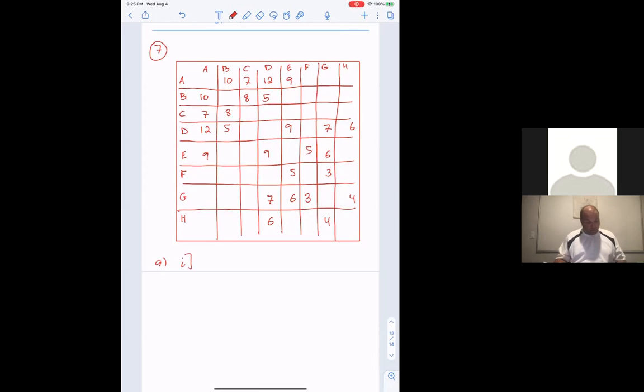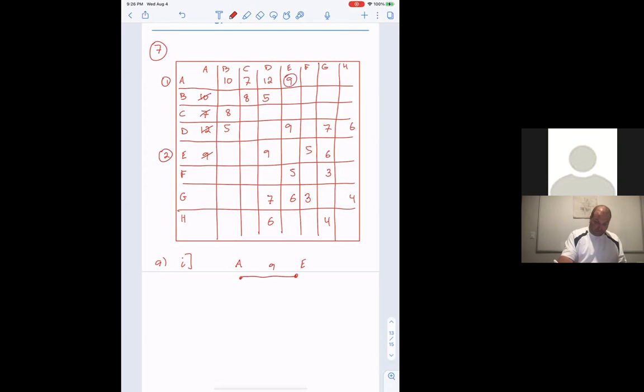Part I, it says use Prim's algorithm to find the minimum spanning tree for the graph represented by the table shown. All right. Well, let's first start with A. A is my first choice. I'm going to remove everything in A, and I see that A connects to E with 9. So E is my second choice.